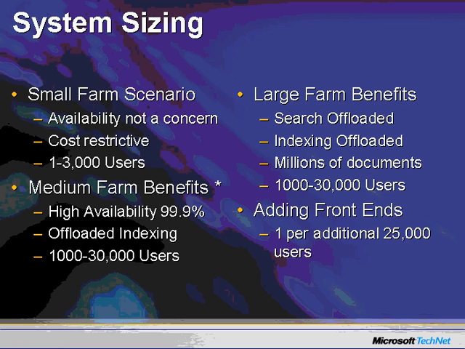And on the large farm, you're offloading search, you're offloading indexing, you may be indexing millions of documents, and I think that's the key scenario: the amount of indexing you're doing, because with your large farm, you've still got 2 web front ends. You can add additional front ends, and the number I'm throwing out there is about 25,000 users per front end that you add, which is a rule of thumb that we've found for when we add an additional front end web server.